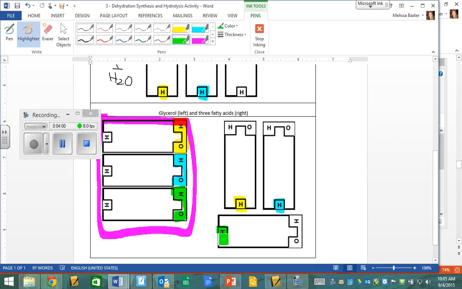So the idea, just like with the first one, is every time I attach one piece of something, I lose one molecule of water, an H and an OH. So the color coding shows you how they would fit together, yellow with yellow, blue with blue, green with green. The idea here is that I lose 3 waters to make 1 triglyceride fat. So on the daily review, when I asked you what happens when I add 3 waters to a triglyceride fat, I put it back to this, glycerol and 3 fatty acids.